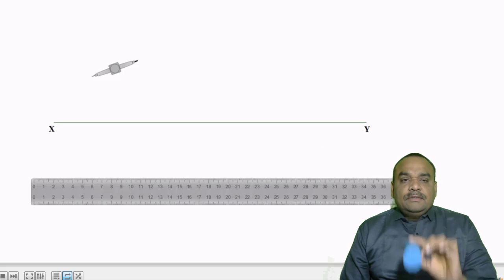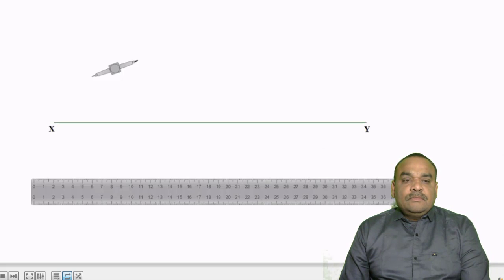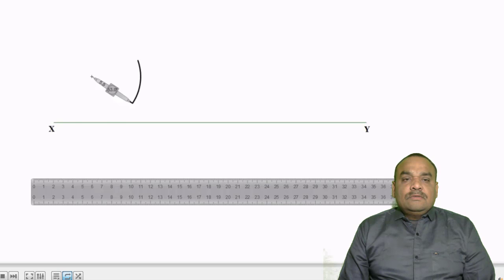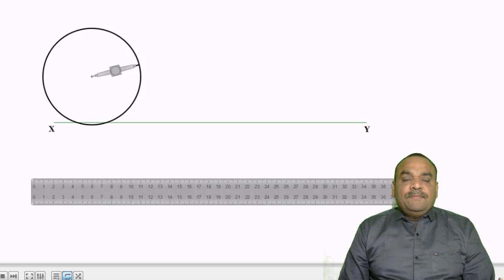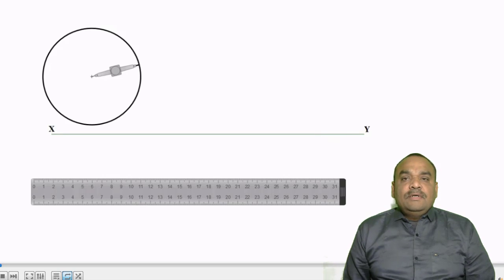So now first, friends, we draw our XY line and we choose one point as a center and take the radius 50 mm according to the dimension of the base. So now we draw the circle of 50 mm radius above the XY line. It is our elevation. Now we divide this circle in 8 parts.